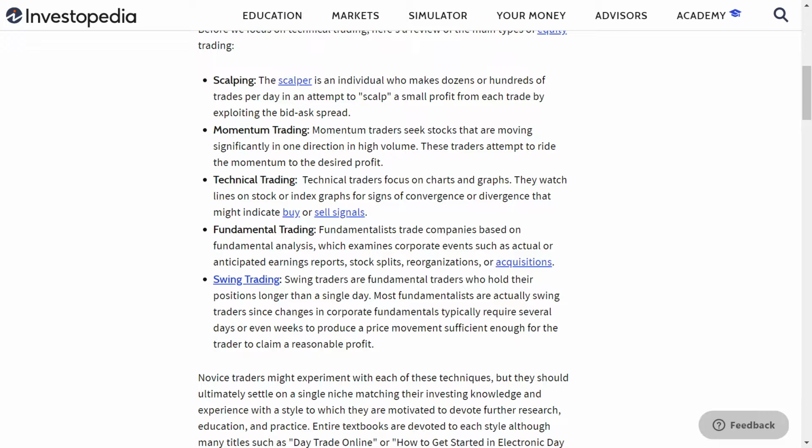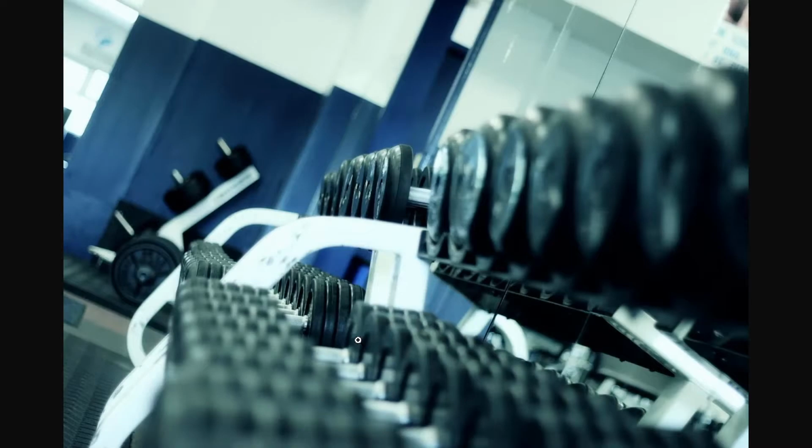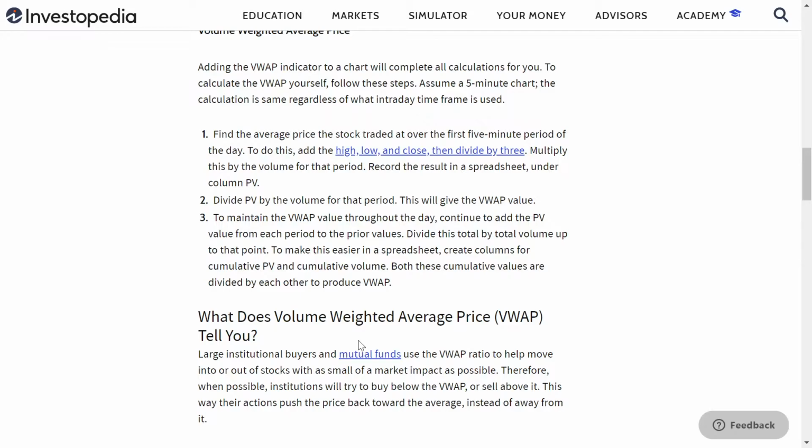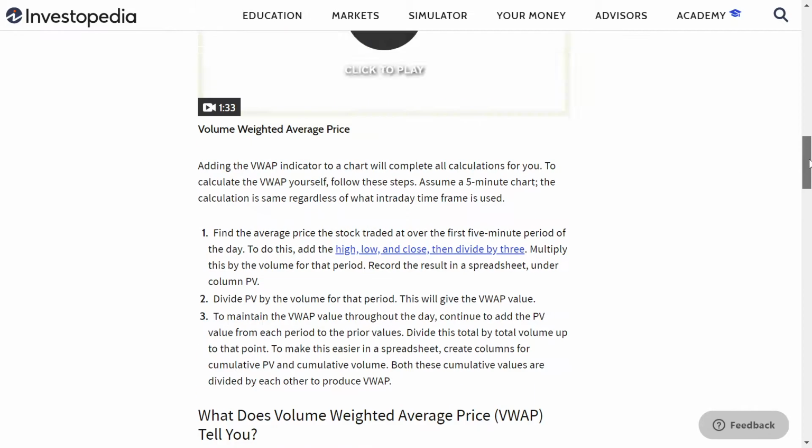Fundamental trading, you're looking at things like news reports, you're looking at filings for the SEC. Swing trading is pretty straightforward. You're holding shares for a little bit, expecting some kind of big news or momentum or something coming up that might be interesting to you. We're going to get right into some of the indicators, though.